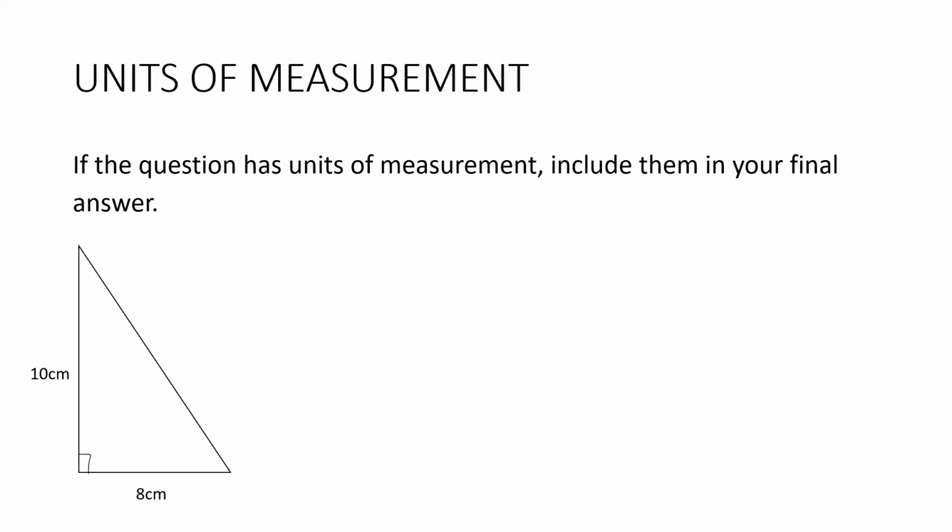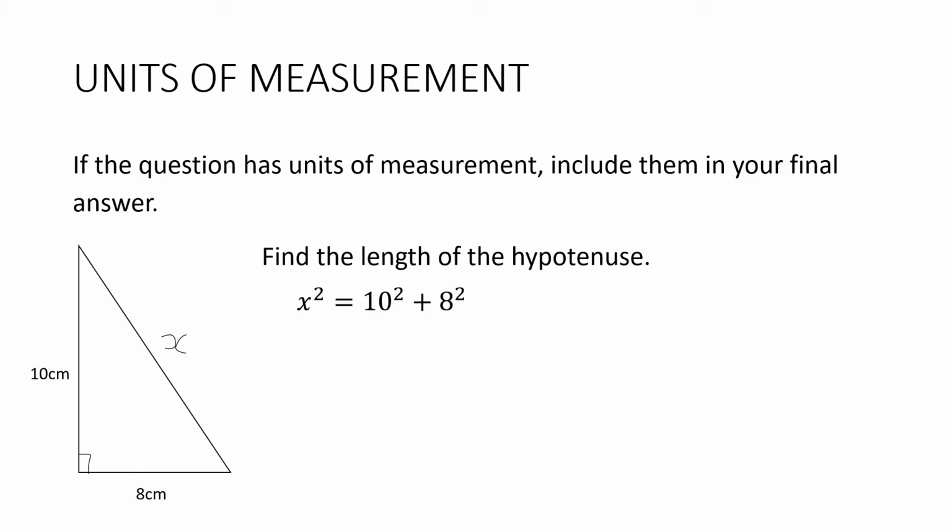Let's do one more. If the question has units of measurement in it, like this one, you see the centimetres? Include them in your final answer, don't put them all the way through when you're working out. Alright, we want to find the length of the hypotenuse. Have you noticed there's something missing? There's no pronumeral. So let's just make one up. We'll call it x. Let's write Pythagoras' theorem. X squared equals 10 squared plus 8 squared.